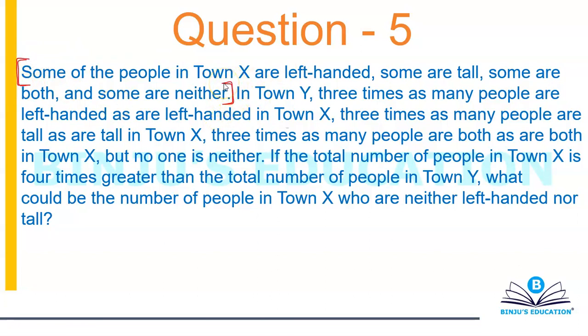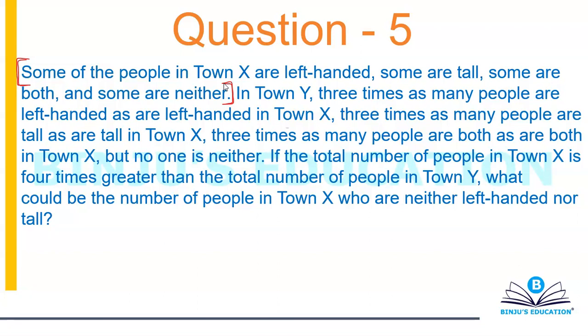In town Y, now we have a town Y also. 3 times as many people are left-handed as are left-handed in town X. 3 times as many people are tall as are tall in town X. 3 times as many people are both as are both in town X. In case of town Y, what have they compared? They have compared left-handed people of town Y with left-handed of town X, both of town X with both of town Y, and tall of town X with tall of town Y. So they have compared the two things.